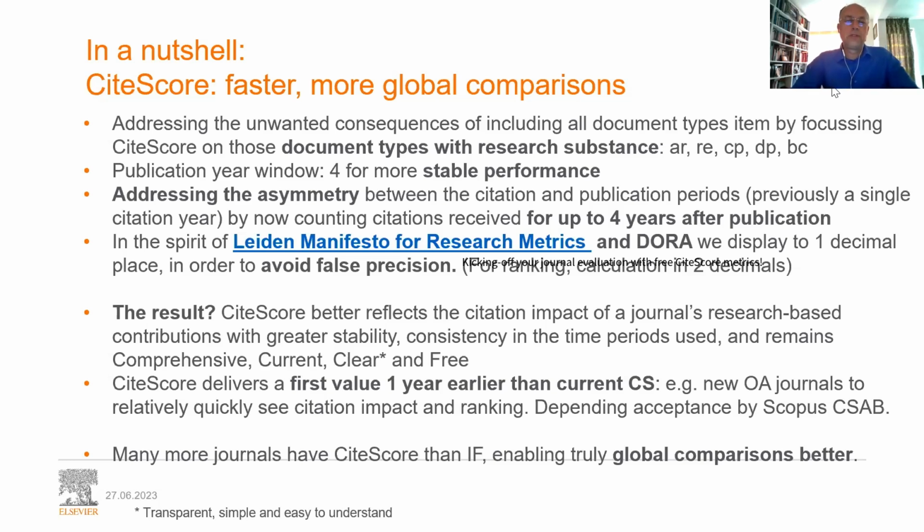An effect of this change was also that CiteScore could be available as the first indicator for especially new, for example, open access journals, but also journals from relatively new scientific and upcoming countries in the Pacific South or in China could have this CiteScore a year earlier than before. But obviously that's depending on the acceptance by the Scopus Content Selection and Advisory Board. In general, you could say that many more journals have a CiteScore than, for example, the impact factor, and therefore you really have a truly global comparison.